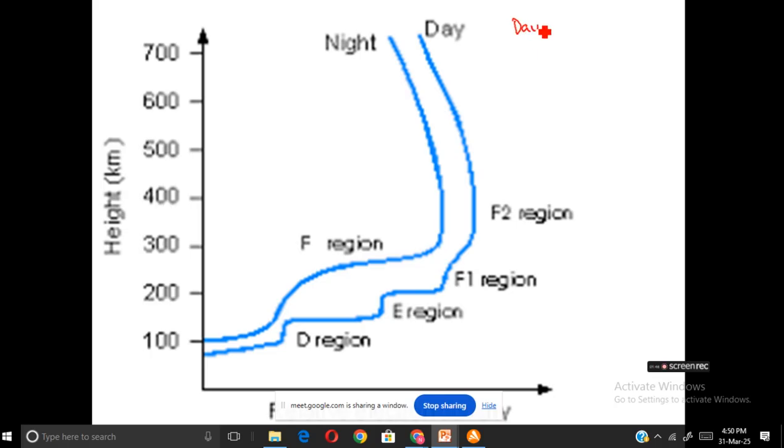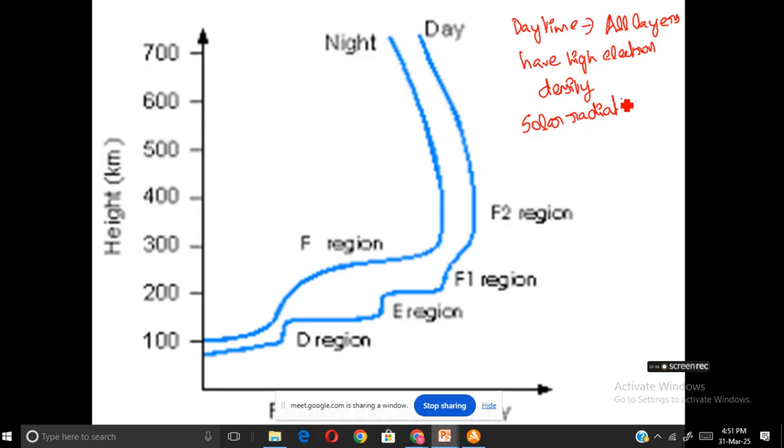So during daytime, all layers have high electron density because solar radiation is strong. And during night, solar radiation is not there.